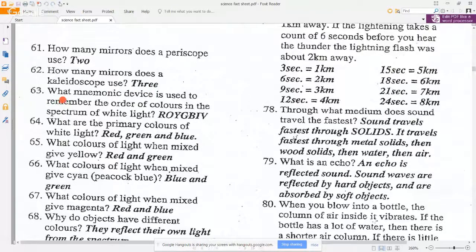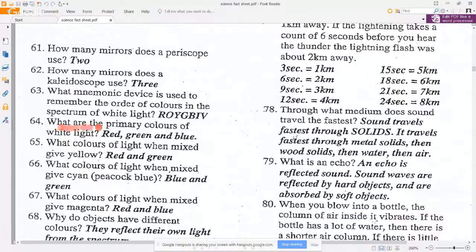What mnemonic device is used to remember the order of the colors in the spectrum of white light? Roy G. Biv. Again, Roy G. Biv. R, red, orange, yellow, green, come on now, blue, indigo, and violet.